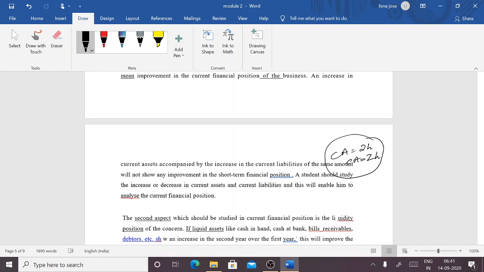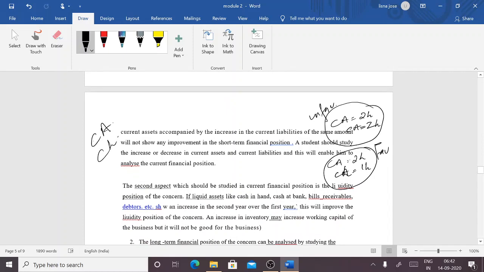But at the same time, if current asset is 2 lakh and current liability is 1 lakh, that means the excess of current asset is there as compared to current liability. So this shows a favorable position to the company, and the other is an unfavorable situation to the company. So this is how we analyze the current financial position of a company. We need to take into consideration the current asset position and current liability position, and also we can study the liquidity position of the company.